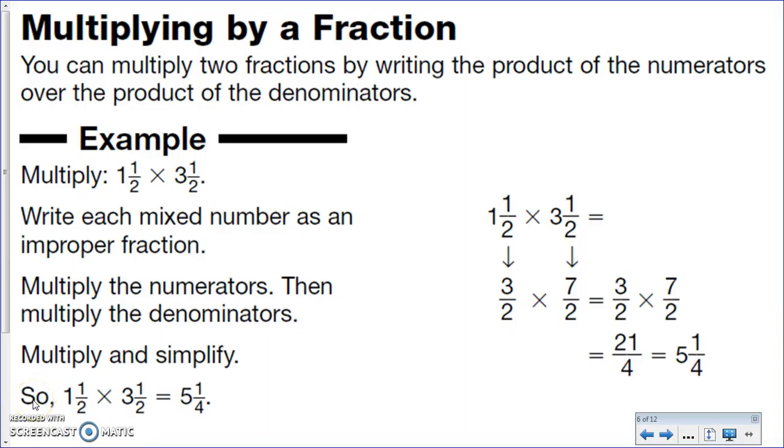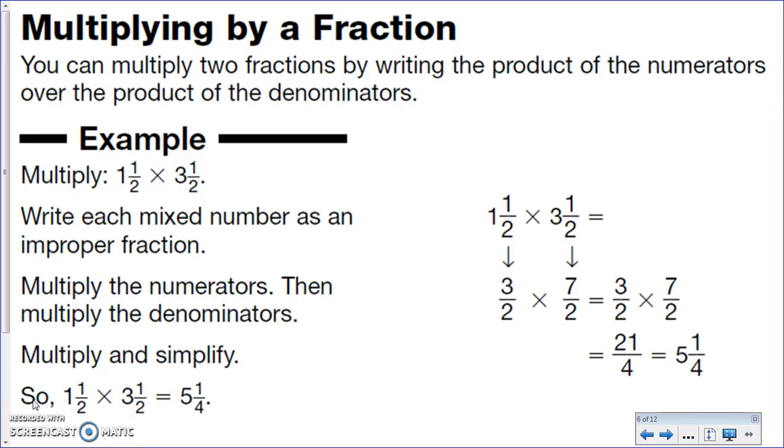We are continuing our fraction review by looking at how to multiply and divide fractions. Multiplying by a fraction. You can multiply two fractions by writing the product of the numerators over the product of the denominators. Example, multiply 1 1/2 times 3 1/2.